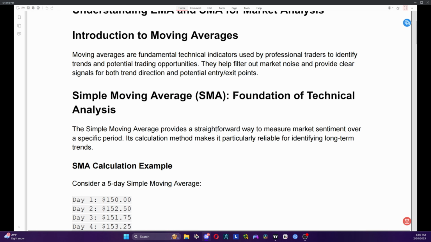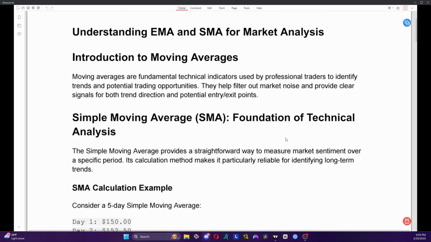The first type of moving average that everyone learns how to use is the simple moving average, which is basically the foundation of technical analysis. You'll hear a lot of people say the 10, the 20, the 50, the 100, the 200. These are systematic moving averages that are used by traders to have an idea of where price is gravitating towards. So, simple moving averages provide a straightforward way to measure market sentiment for a specific period.